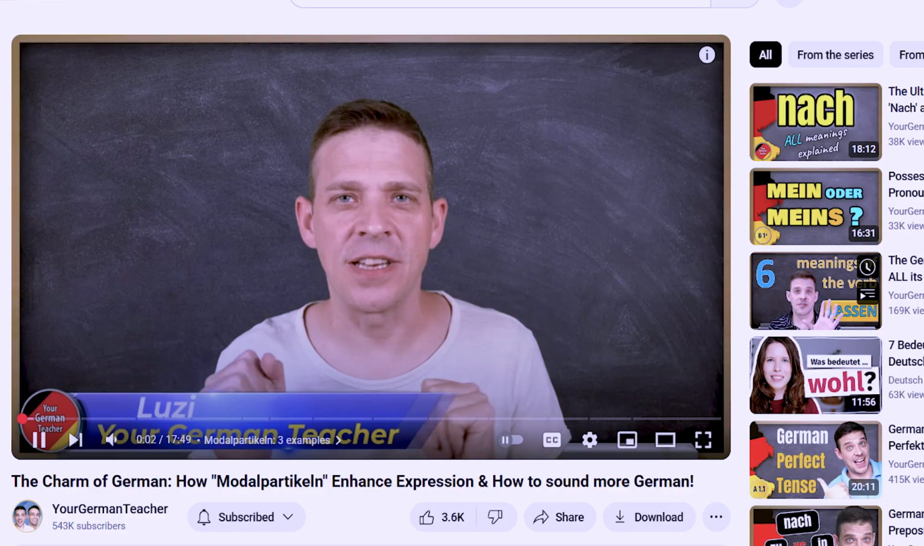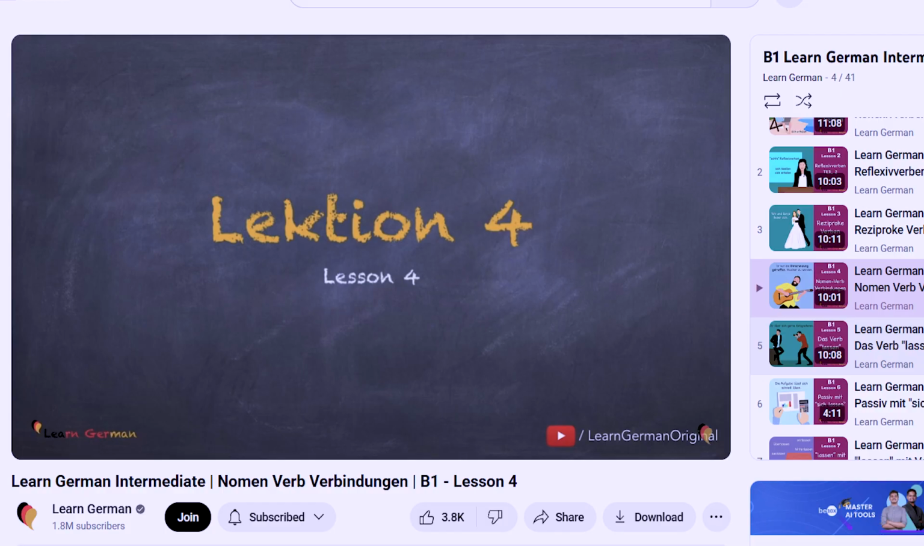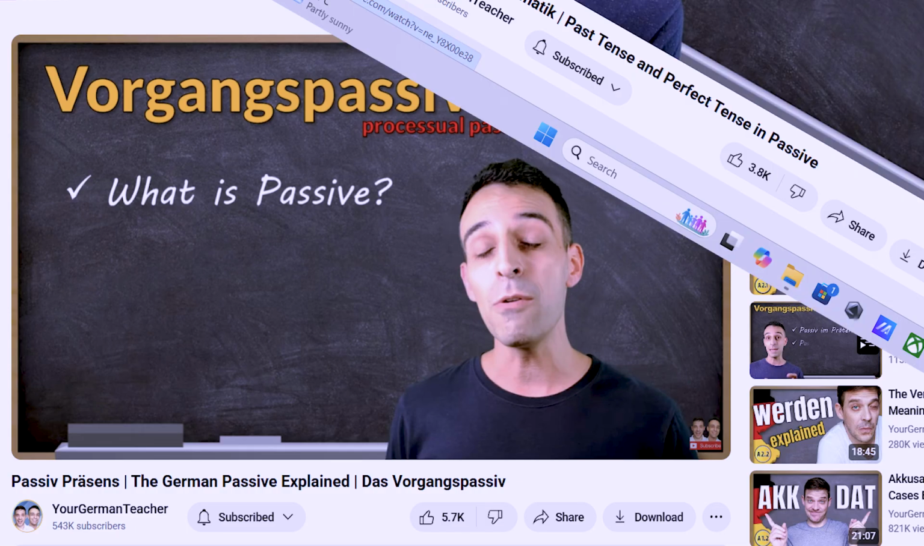And then the modal particles, that is not really important, but when you use them, it'll sound very amazing. It'll sound more natural, more German. And Nomen-Verb-Verbindungen are also something that you have to include. And then the passive is super important. It is super important for B1 and B2 level. And these are the videos that you need to know.